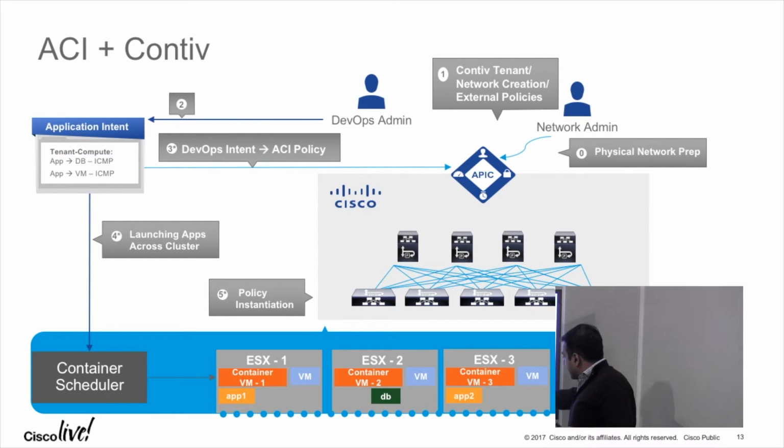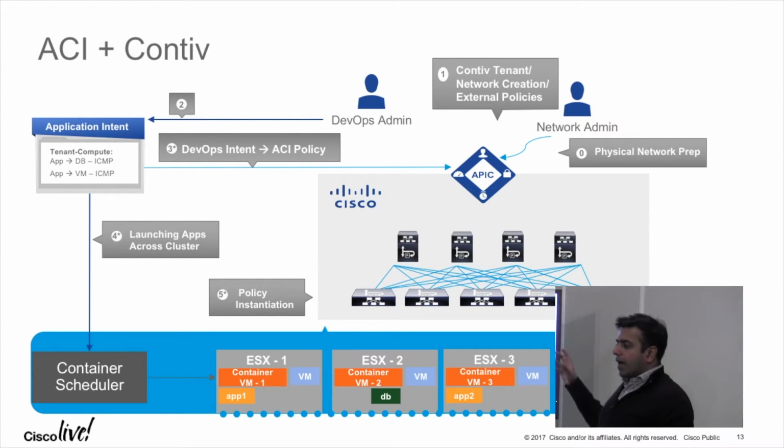And then I've got a legacy VM running on ESX, which is already exposing an external contract into my ACI fabric. What I mean by that is that the connectivity for that VM has been already defined by my administrator, so that I'm going to only enable the ICMP traffic to come for that VM.